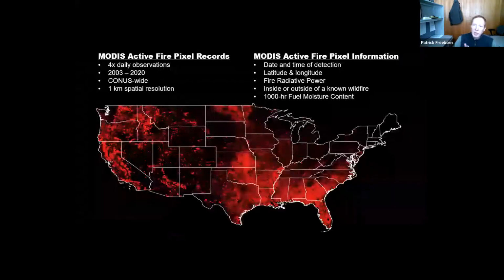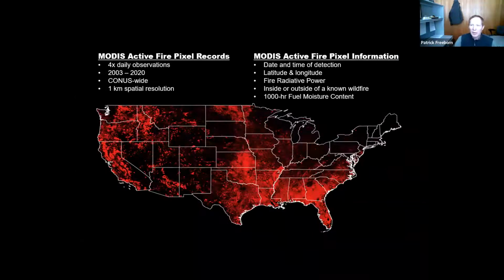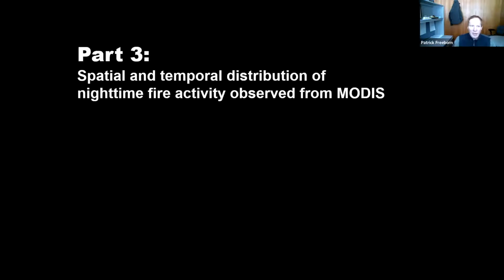So to recap, we have 4 times daily MODIS observations between 2003 and 2020. And that covers CONUS at 1-kilometer spatial resolution. And associated with each active fire pixel, we have the date and time of detection, the latitude and longitude, the fire radiative power, whether or not it was detected inside or outside of a known wildfire, and the 1,000-hour fuel moisture content. So finally, some results.